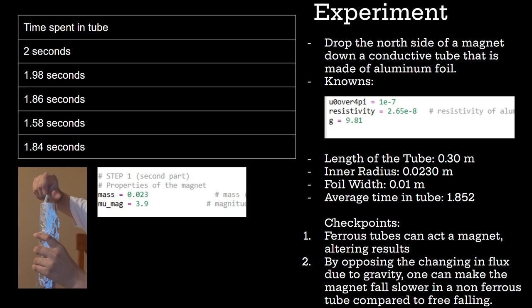As for the checkpoint from the experiment, we found that ferrous tubes can act as a magnet, as the magnet that we're dropping can induce a magnetic field from a ferrous tube, so that will also interfere with the magnet compared to it just being the change of flux interfering. Additionally, by opposing the changing of flux due to gravity, essentially, this is based off of Lenz's law.